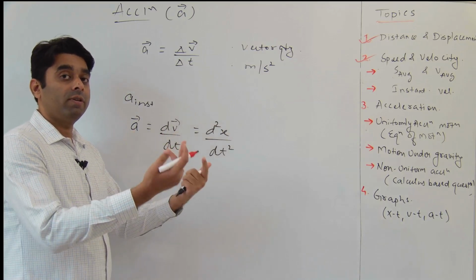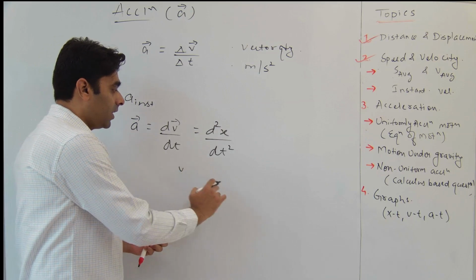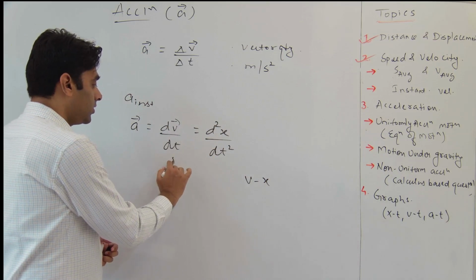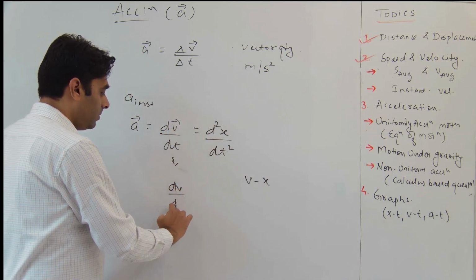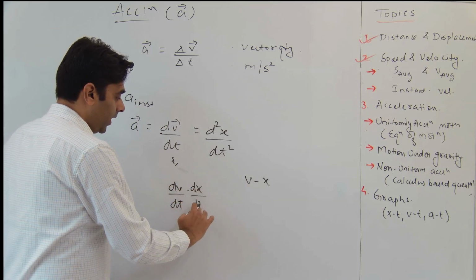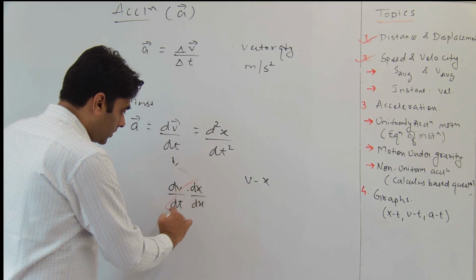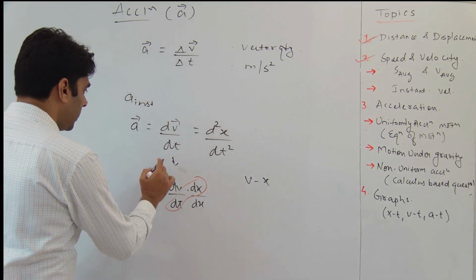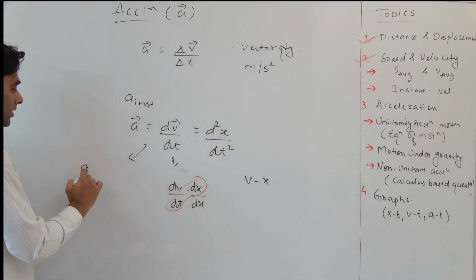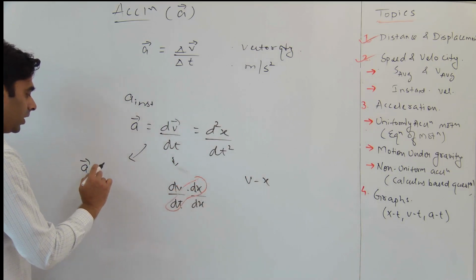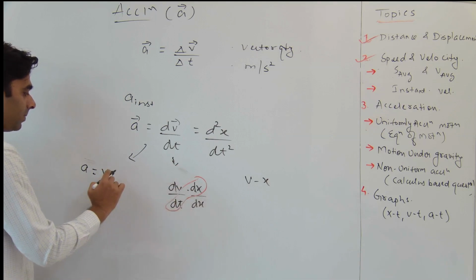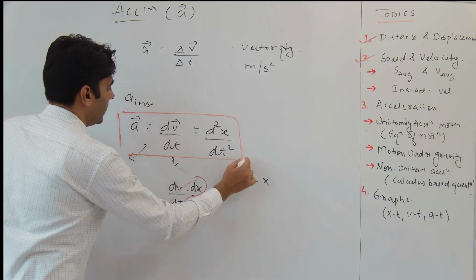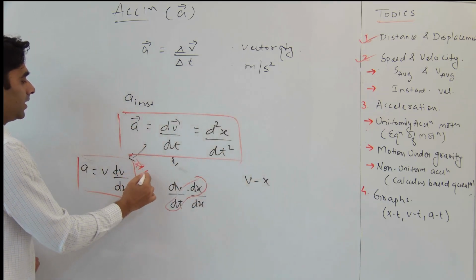What if velocity is given as a function of x? If velocity is given as a function of x, then also we can find acceleration. How? In the relation dv by dt, if we look at it mathematically, multiplying and dividing by dx, this dx by dt is basically what? Velocity V. So one more relation that we get is that acceleration can be given as v dv by dx. So these two relations for acceleration are important. One is dv by dt, another is v dv by dx, right?